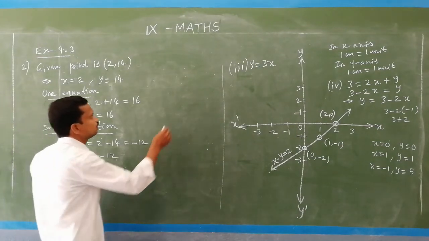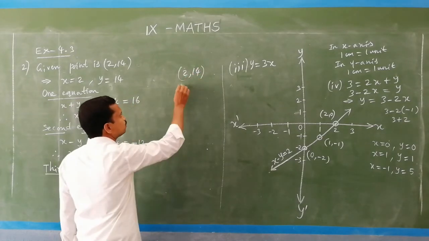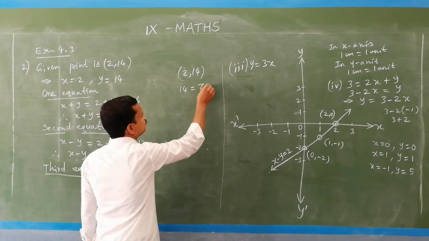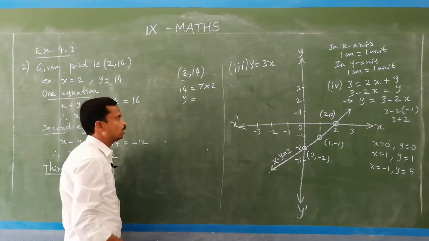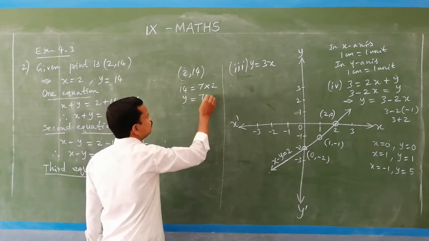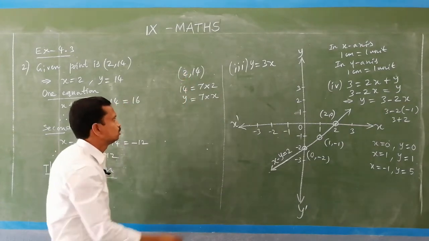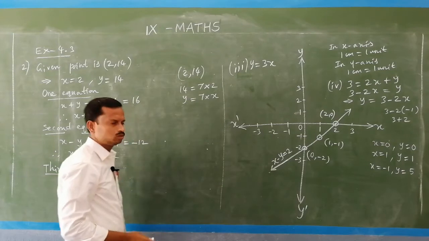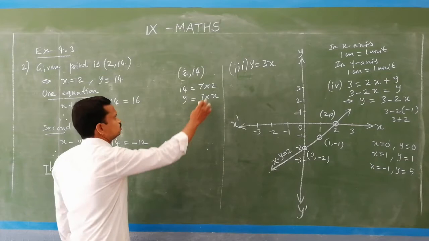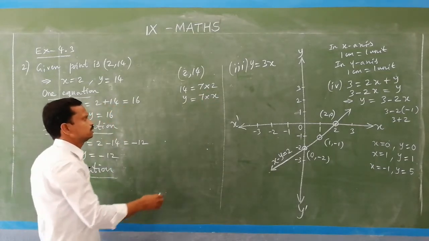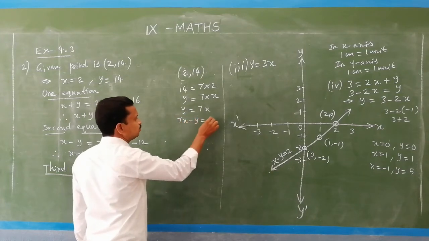Before that, take that point. You know 14 you can write as 7 into 2. So you consider 14 as y and 7 into this 2, because here x is 2. So you consider this 2 as x. This is a way of finding it. So 2 you consider as x and you get y equal to 7x, and this you can write as 7x minus y equal to 0.